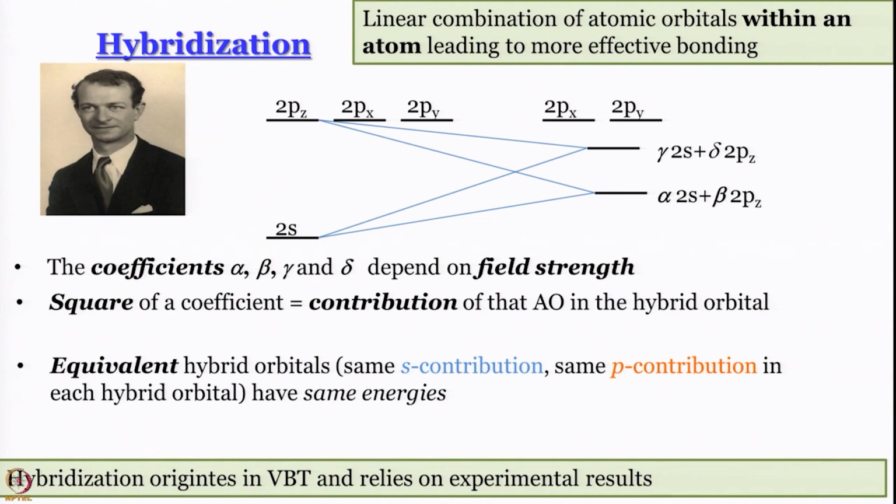But if, as we have shown here, mod alpha square is equal to mod gamma square, and mod beta square is equal to mod delta square, then you have equivalent hybrid orbitals. The hybrid orbitals that we have used many times right from class 11 or class 12, sp2, sp3, sp, these are all equivalent hybrid orbitals, but it is not necessary that they always have to be equivalent. So, in our discussion we will also talk about hybrid orbitals that are non-equivalent.